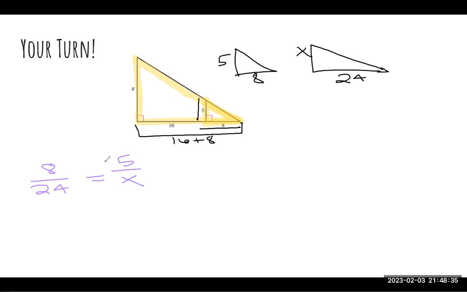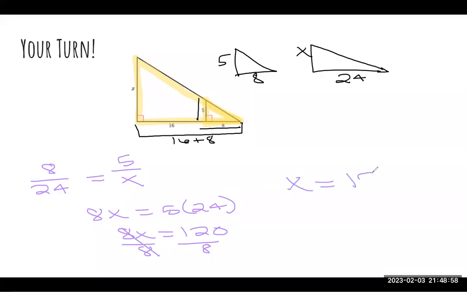Okay, so we're going to set up our proportion and we're going to cross multiply. So 8 times X is equal to 5 times 24. Well, 5 times 24 is going to give us 120. So 8X is equal to 120. Divide both sides by 8. And 120 divided by 8 is 15. So X equals 15. And that's it. We found this missing side.